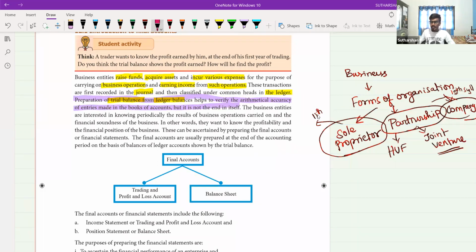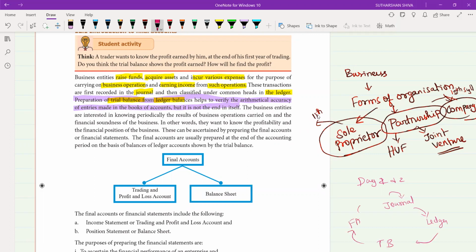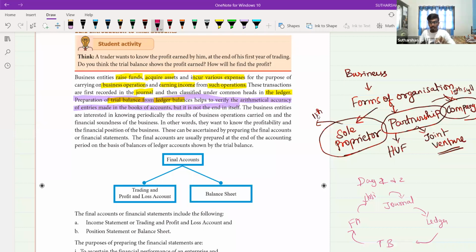In a basics of accounting class, in day 1 or day 2, I wrote the accounting cycle. First journal, and after that we are concerned about the ledger. From the ledger we are preparing the trial balance. After preparing the trial balance, we are preparing the final accounts and passing closing entries. And this happens in the accounting cycle every year. What they are telling is, trial balance is not the end.